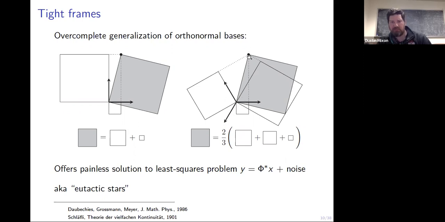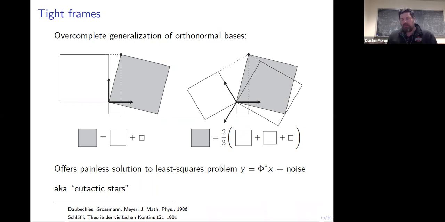And it turns out that if you project onto each of the lines spanned by these vectors, and you take the sum of the squares, then it's almost the norm squared of the original vector. You just have to multiply by a correction factor. In this case, the correction factor comes from the fact that we have 3 vectors in our tight frame over a 2-dimensional space. There are a few reasons to care about tight frames. They've been an object of investigation in their own right. They offer a painless reconstruction formula for these sorts of least squares problems. And in the context of lattices, they are known as eutactic stars.